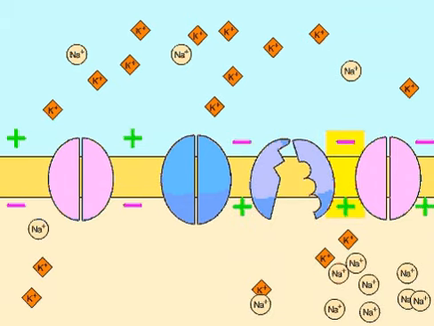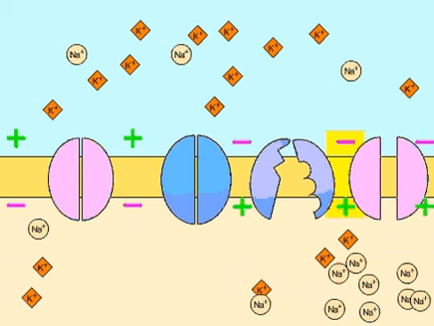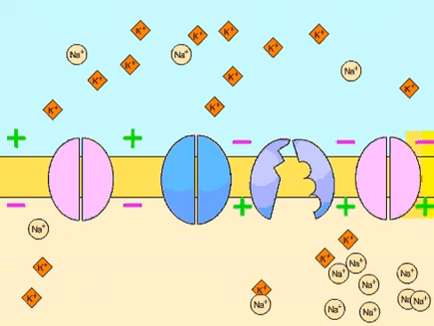This change in polarity causes the voltage-gated sodium channels along this part of the membrane to open. Again, sodium ions rush in and the action potential spreads to the adjacent part of the neuron. In this way, the action potential travels down the neuron like a wave.